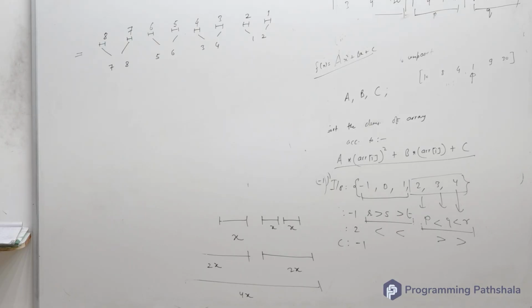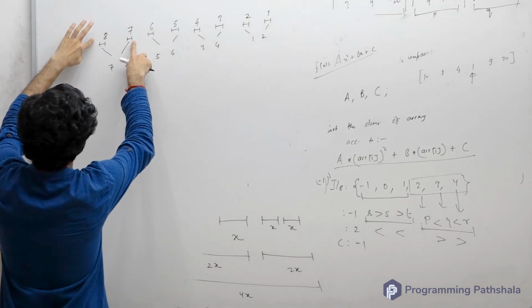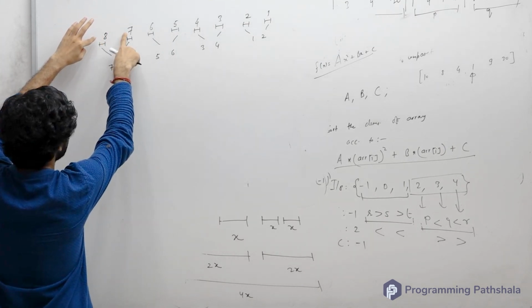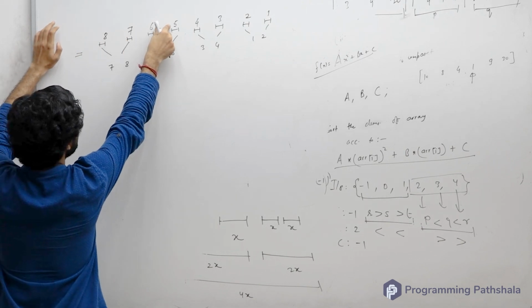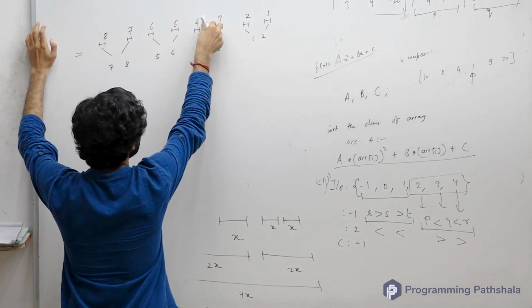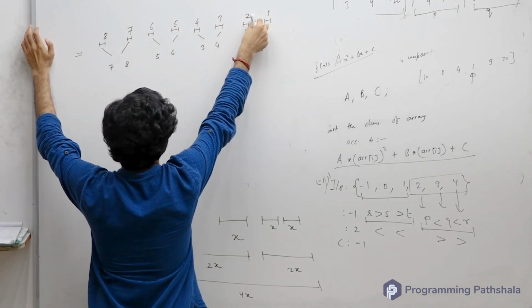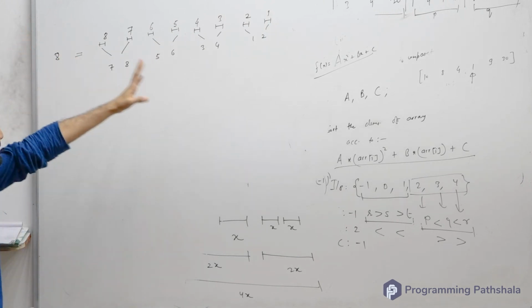It's not 4, it's not n by 2. You can tell me the exact number. To merge these two, size of this plus size of this, 2 operations. To merge these two, 2 operations. To merge these two, 2 operations. To merge these two, 2 operations. So 8 operations at this level.